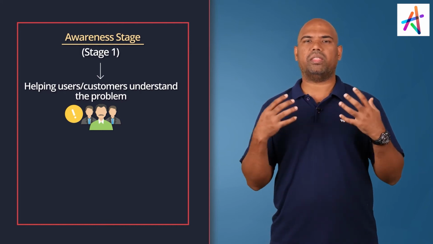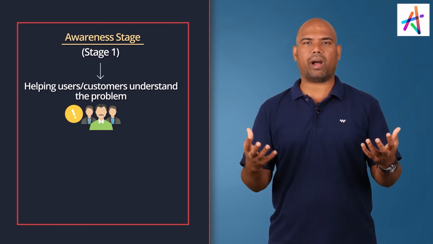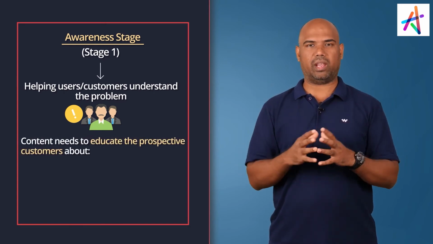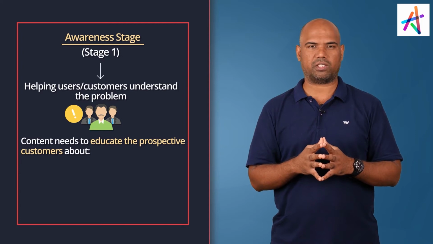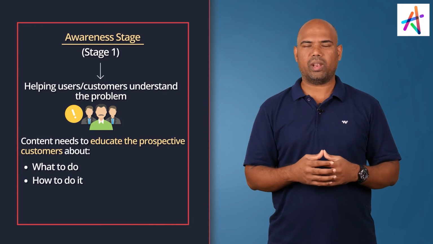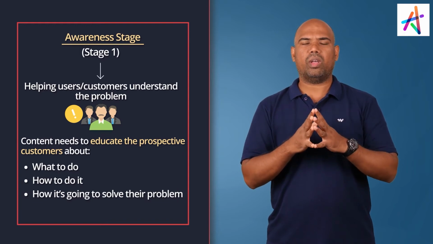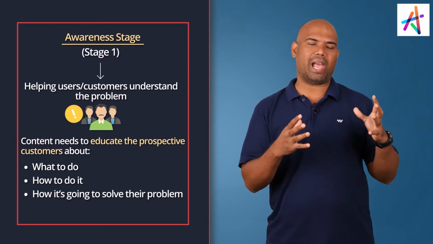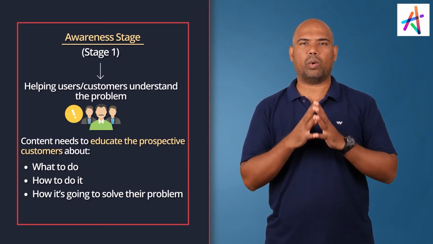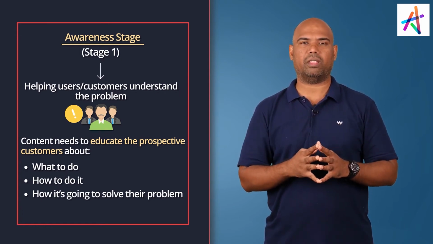So at this stage, they get to know that. So in this stage, the way we as content marketers need to communicate, need to message, is by educating your prospective customers. What you're going to do is basically tell them what to do, how to do it, and how it's going to be of use to them, right? So that's how the communication mapping will happen in the very first stage of awareness. In awareness, it's all about educating people what, how, and how it'll benefit the customer.